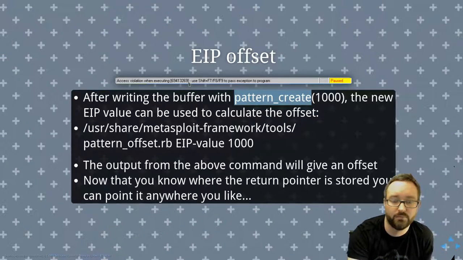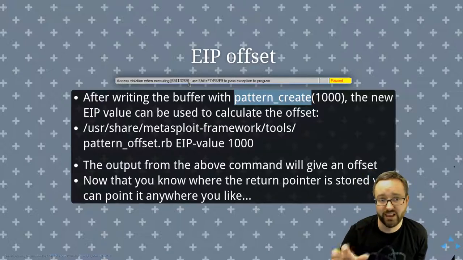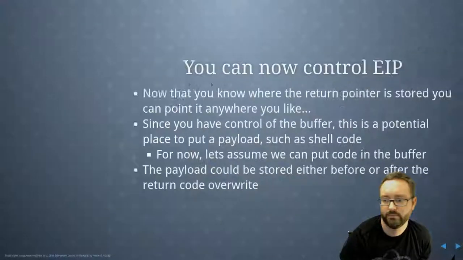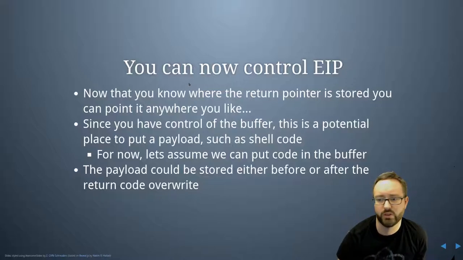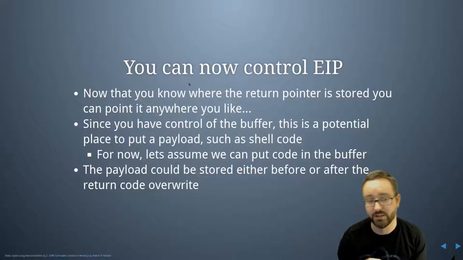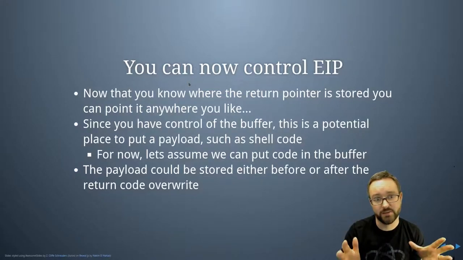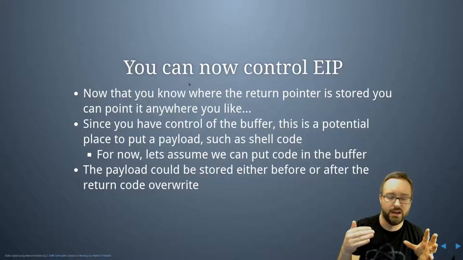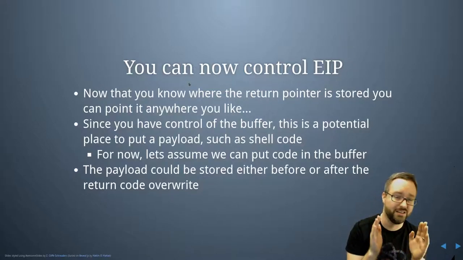So now we can point EIP wherever we want. We can put any value on that, and as long as we point it at something that's valid, it will execute it. So if we have control of the buffer, we could put shellcode on the buffer. There are newer mitigations that might make that harder, but for the sake of argument, while we're trying to understand the concepts here, we can put our shellcode directly onto the buffer and then overwrite the EIP.